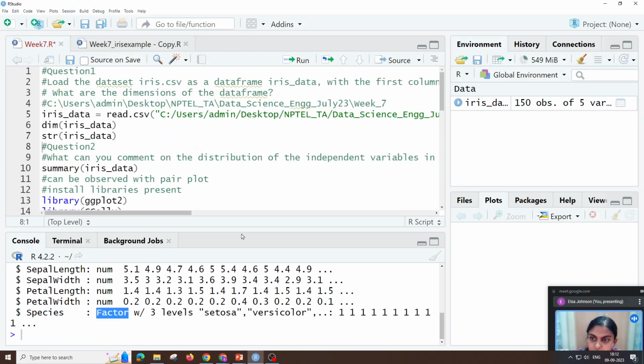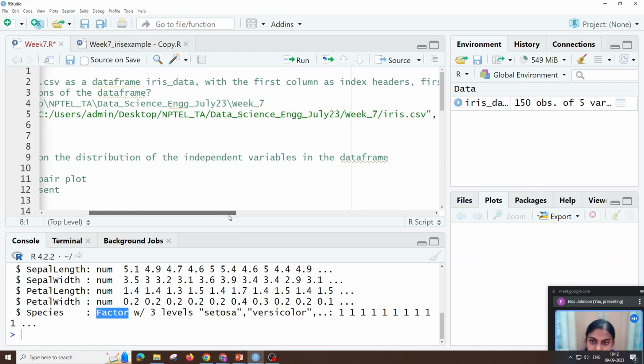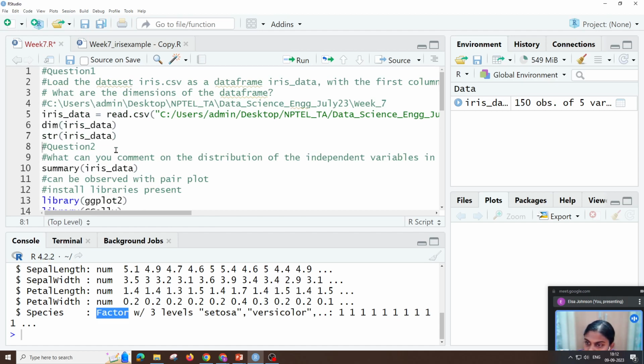Now the second question is, what can you comment on the distributions of the independent variables in the data frame? I think the dimension is clear. About the second question, can you tell me what they mean by the distribution of the independent variables? Or first, can you tell me what the independent variables in this particular data are? You can see the column names here. Maybe you can just tell 1, 2, 3, 4 to tell about the independent variables. What are the different independent variables there right now?